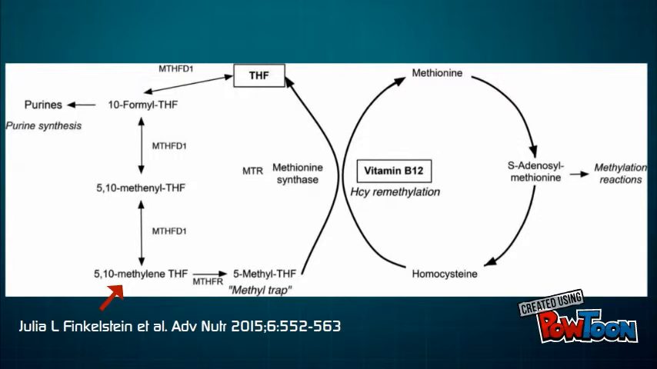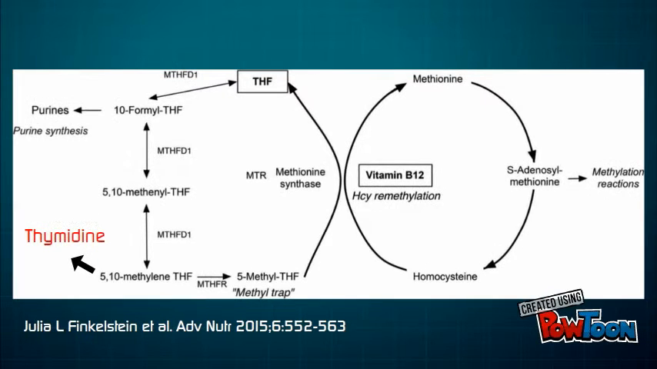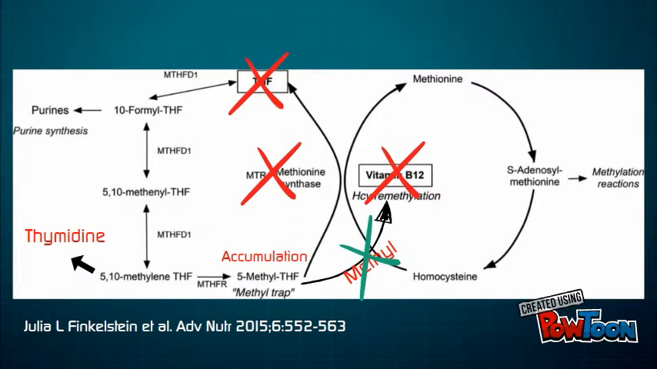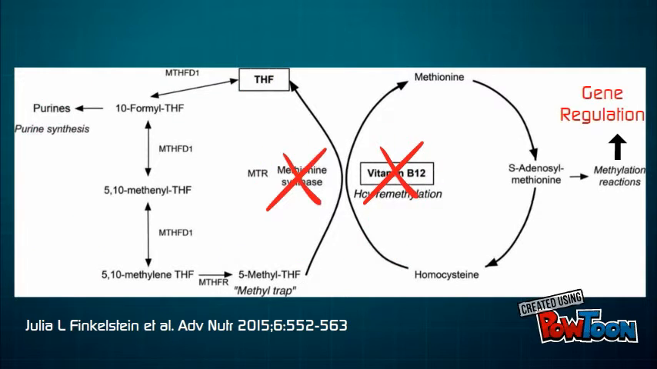And from 5,10-methylene-THF, also synthesized by MTHFD1, we can get thymidine, which is also the rate-limiting nucleotide for DNA synthesis. So without B12, MTR can't work. You will have no conversion to THF, leading to accumulating 5-methyl-THF, also known as the methyl trap, because the methyl group is now stuck there and can't transfer to B12, impairing nucleotide synthesis and DNA replication.